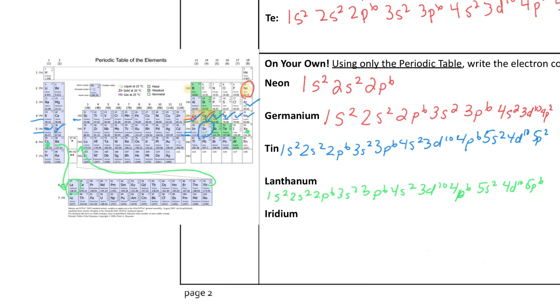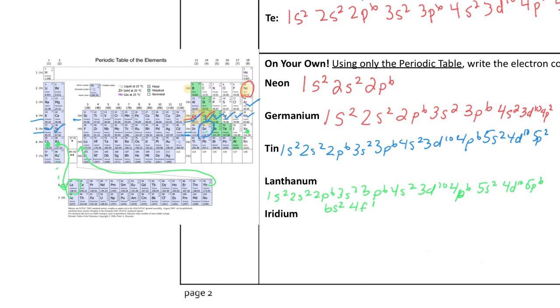Now I'm down to the 6s. I'm running out of room, so I'm just going to come underneath here. 6s2, that gets me to barium. Now I have to jump down here and do the 4f, but it's just the first one in the 4f, so it's going to be 4f1 to end that one.